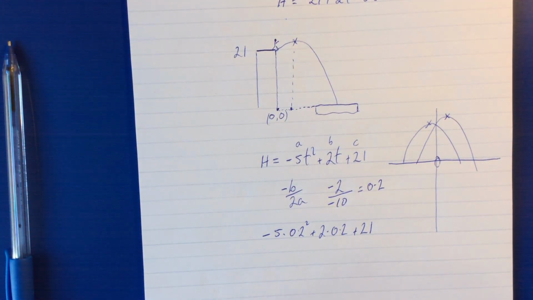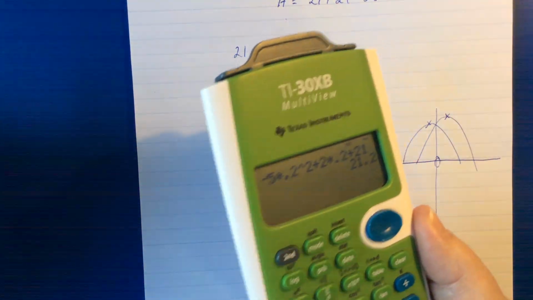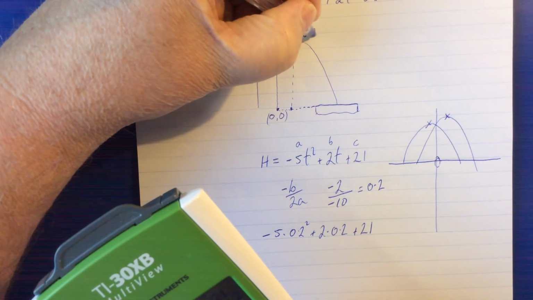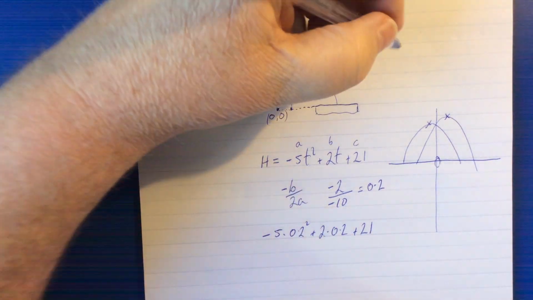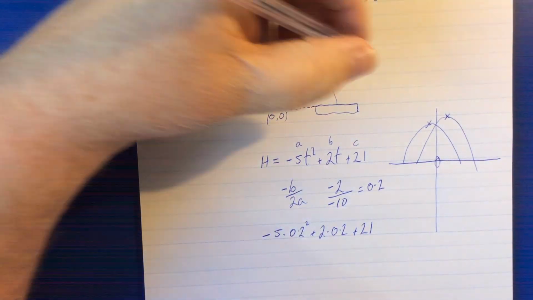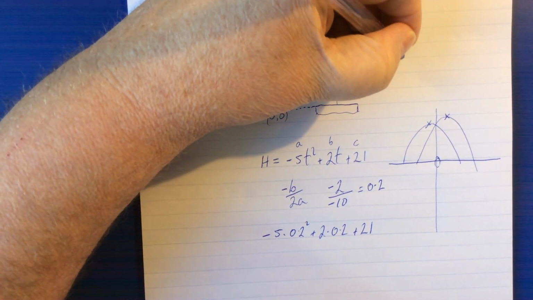I think it's time to get the calculator out. Okay, so let's go. -5 times 0.2 squared plus 2 times 0.2 plus 21. What do we get? We get 21.2. This point up here is (0.2, 21.2). And the maximum height above ground that this person attains is 21.2 meters.